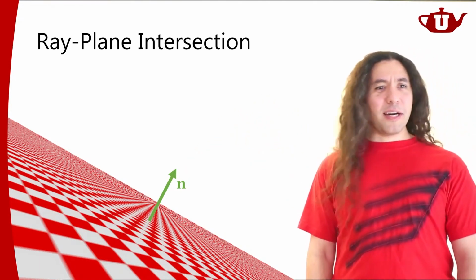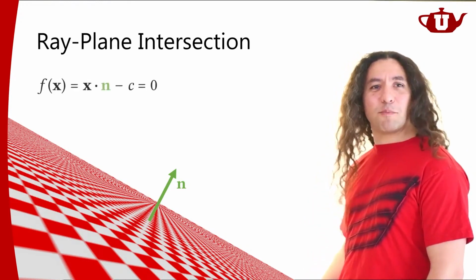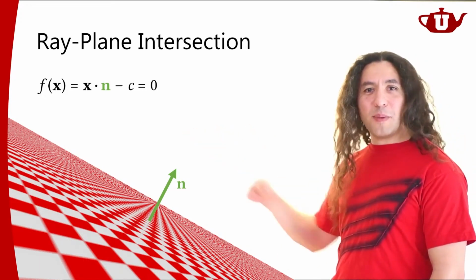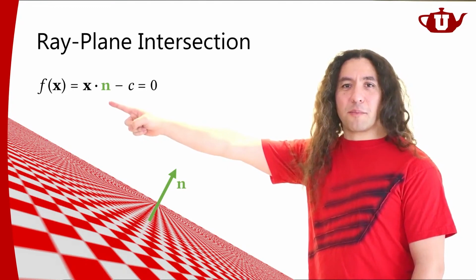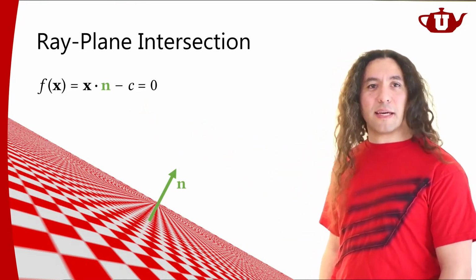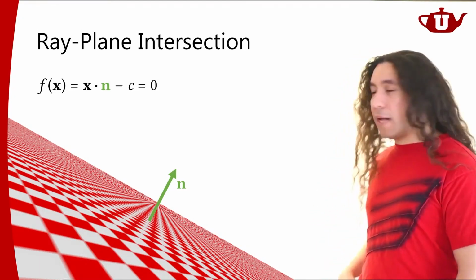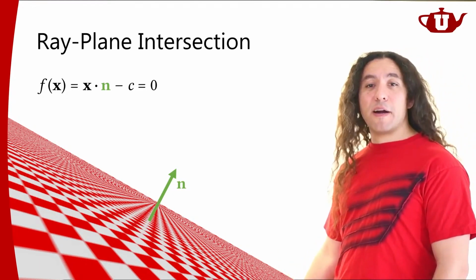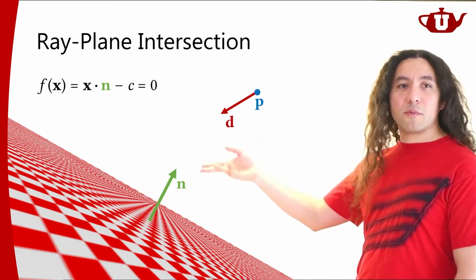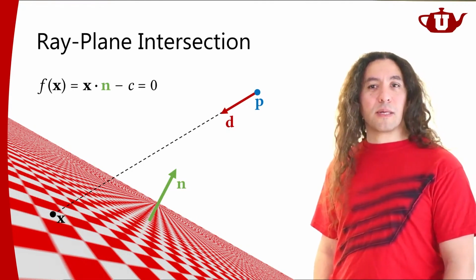Does anybody remember the vector equation for a plane? It's going to be this guy. The implicit equation for a plane is going to be x minus c, dot product with n, is equal to 0. So that's the implicit equation for any infinite plane. And what I'm interested in is computing the intersection of a ray with this plane, and finding where this ray intersects with the plane.